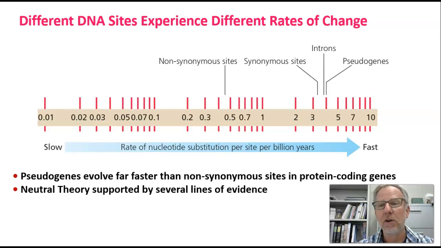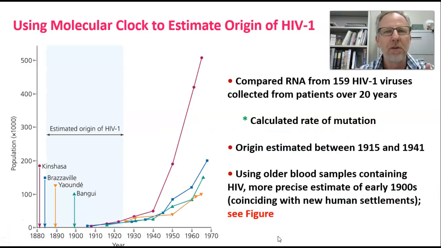Introns, which are non-coding, have an even faster rate of substitution, and then pseudogenes, you can see, are the fastest. So basically what we're seeing is that those parts of the genome that are increasingly neutral in their effect evolve at a faster rate, because genetic drift is able to allow them to change, where selection would perhaps, like with non-synonymous sites, keep them relatively conserved. So pseudogenes evolve at a far faster rate than non-synonymous sites, and neutral theory is supported by several lines of evidence like these. So here's an application of the molecular clock used to estimate the origin of HIV-1.